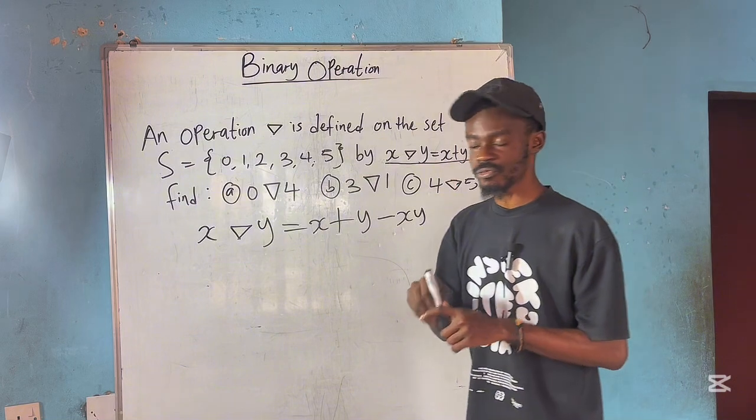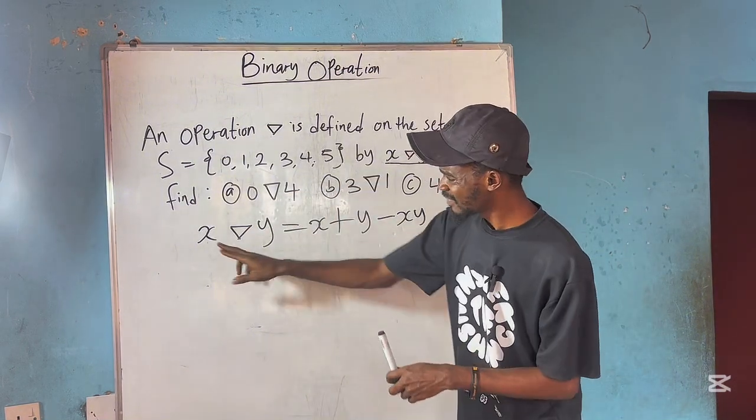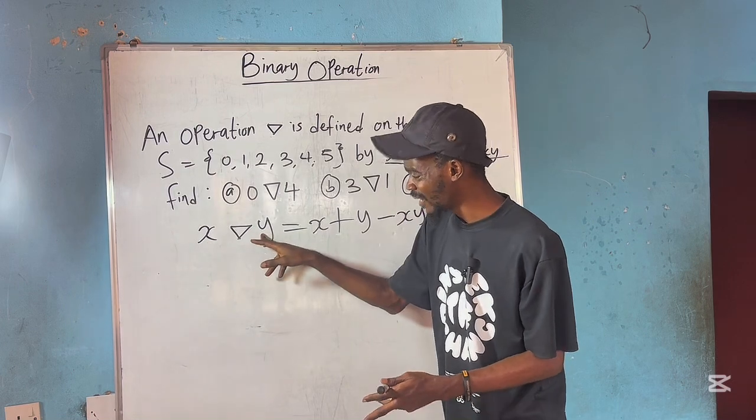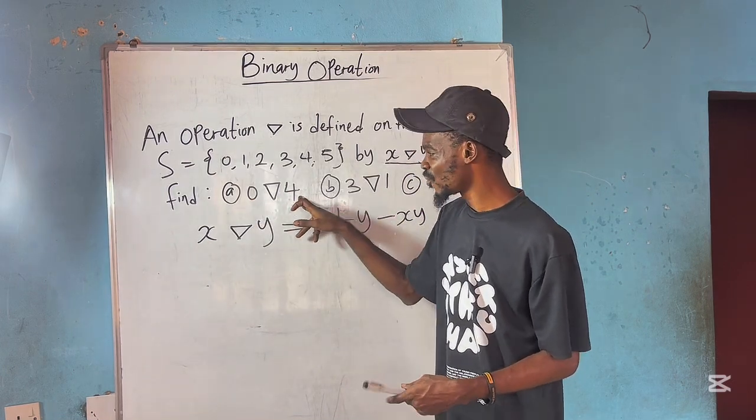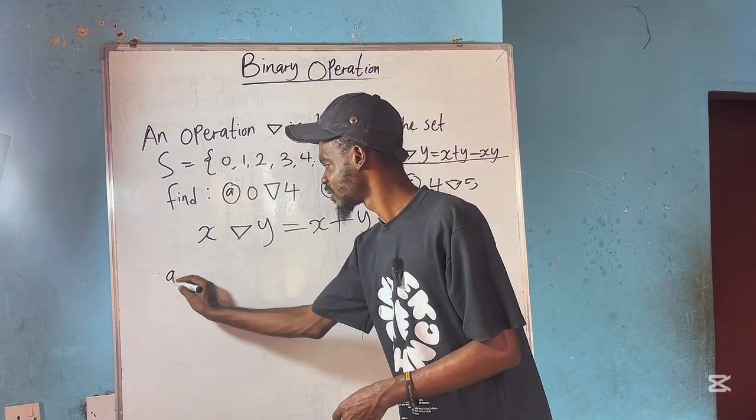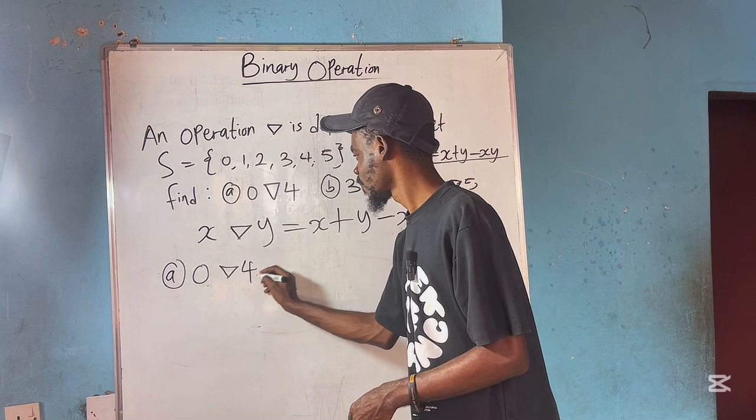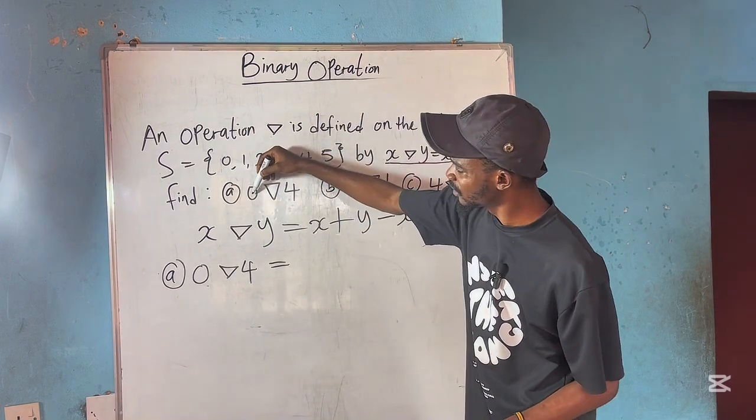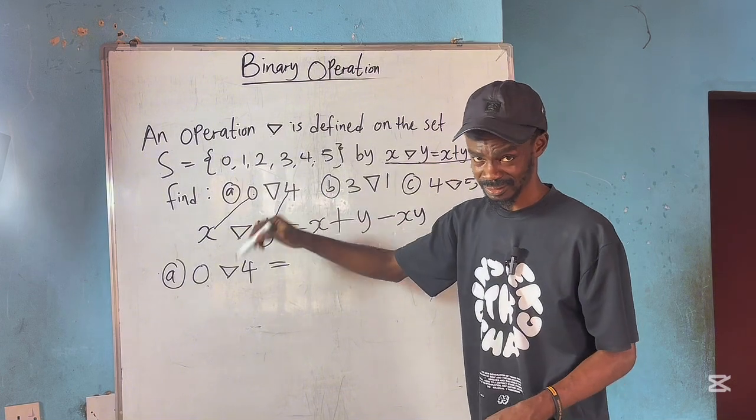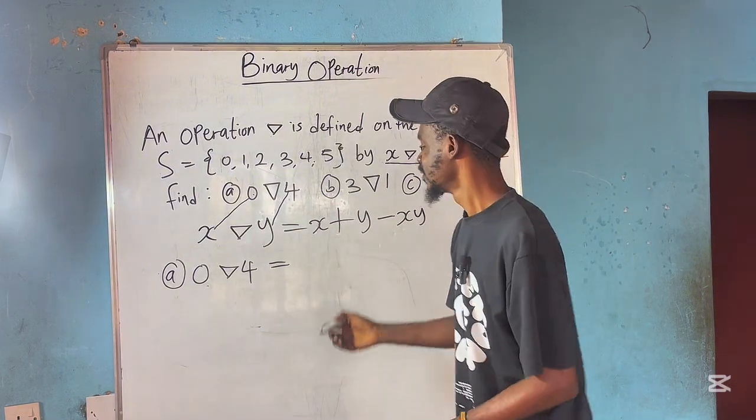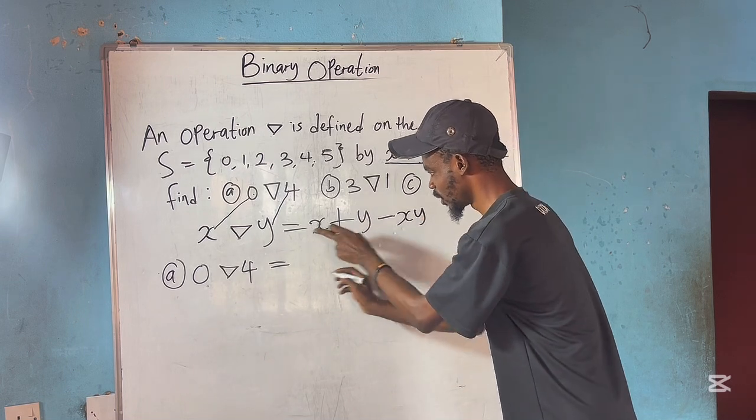Now they are asking us to find 0 triangle 4. It's very simple. See, x is the first one and y is the second one, right? And 0 is the first one and 4 is the second one. So we have that 0 triangle 4 is equal to, since 0 is the first one, which means that 0 is x and 4 is y. So we are going to make use of this formula. Let's use the formula.